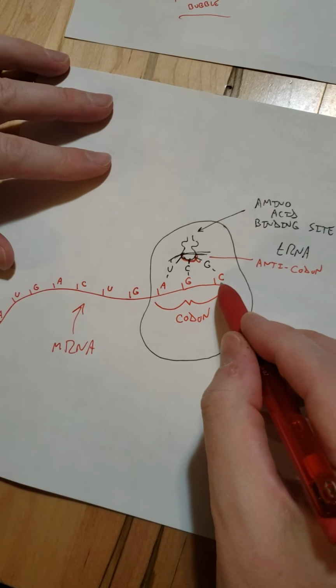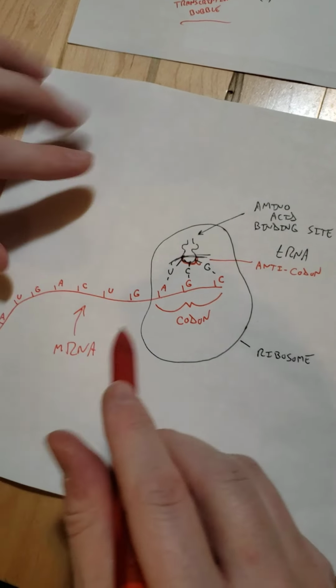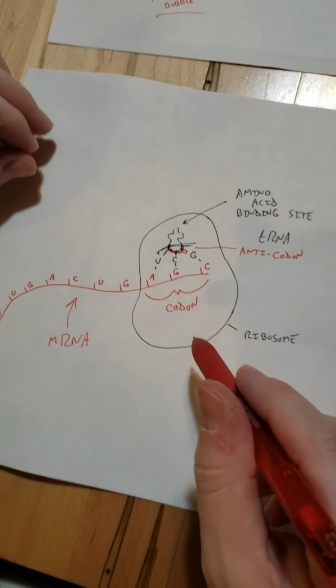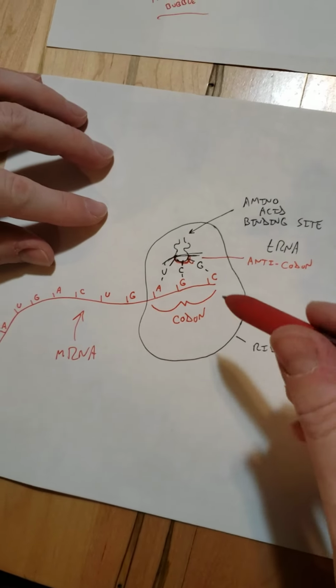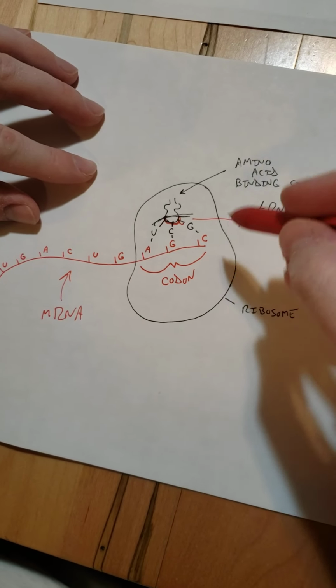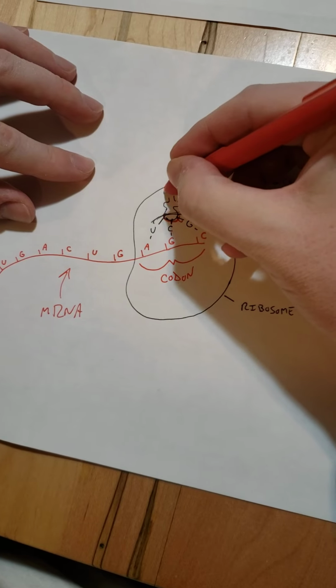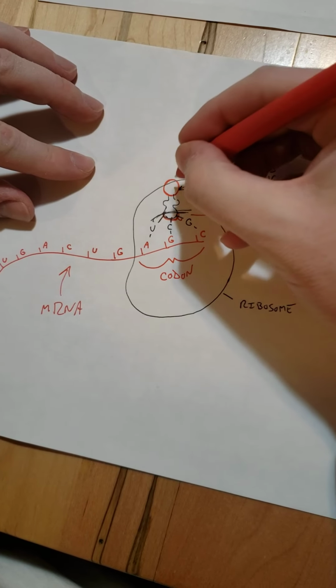So this sequence, I kind of did it in reverse. So our first codon would be CGA because it's going to get read this way. I was committed to this drawing by the time I thought of this, so I kind of drew it like a mirror image. But CGA is going to code for an amino acid, which I'm just going to represent as a ball.